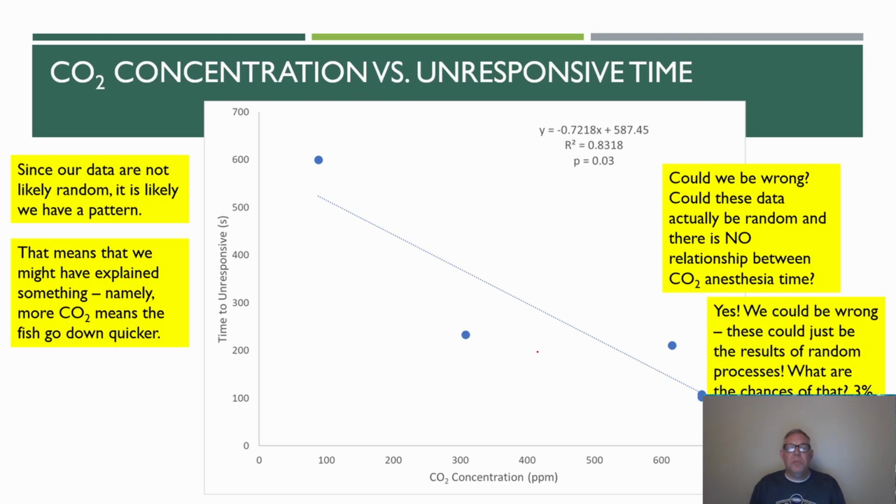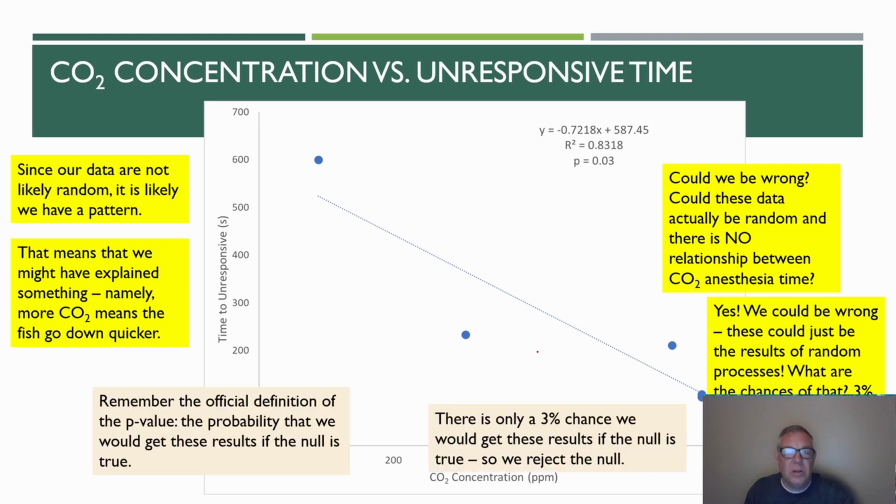And so, since our data are not random, we reject that null, which means we have a pattern. As CO2 goes up, the fish go down quicker. Could we be wrong? Could there actually be no relationship between those two? Of course. We can always make a mistake. However, what are the chances we made a mistake? About 3%. Again, go back to what the definition of the p-value is: the probability we would get these results if the null were true.